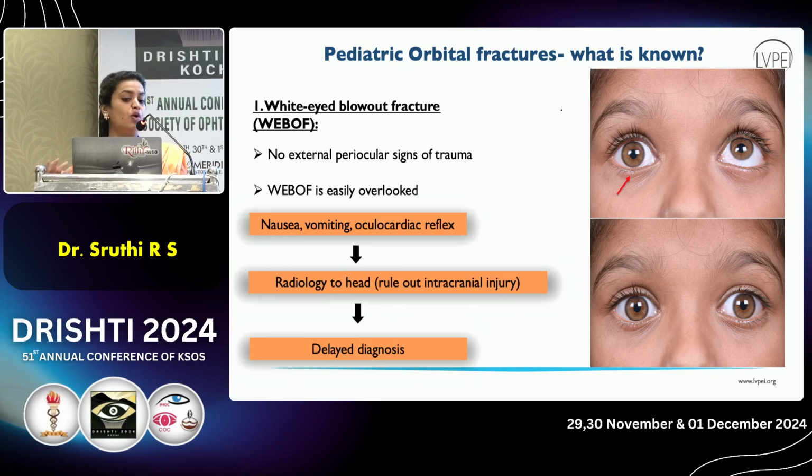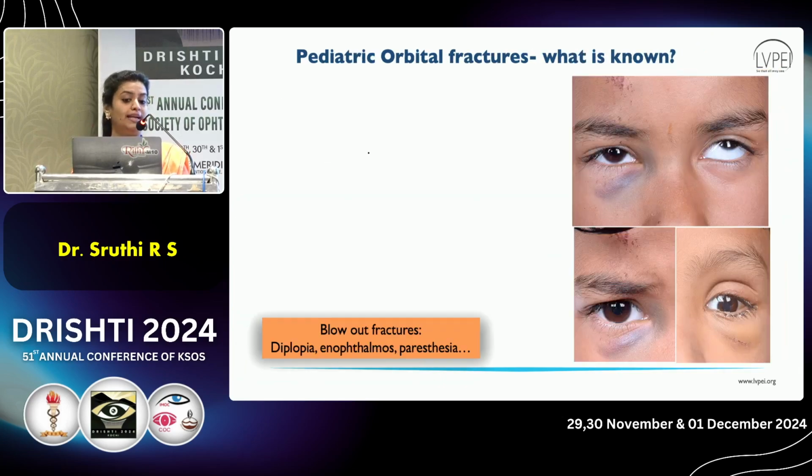WEBO is easily overlooked. Why? Because a child usually presents to the emergency OPD with nausea, vomiting, oculocardiac reflex, syncope and all that. So this will sort of confuse the doctor in the emergency, making him think of intracranial injury, and he may advise radiology of the head, and it can eventually lead to delayed diagnosis.